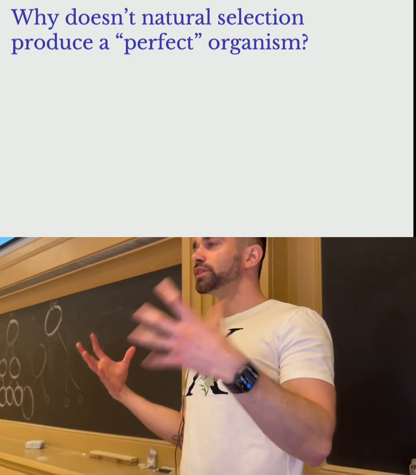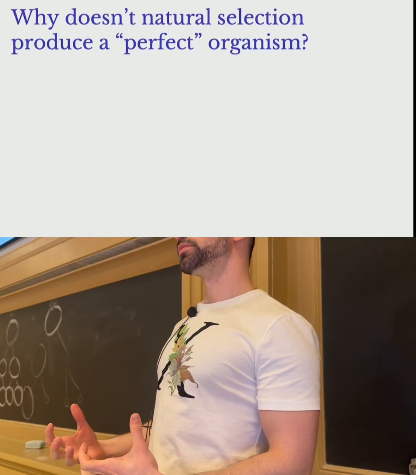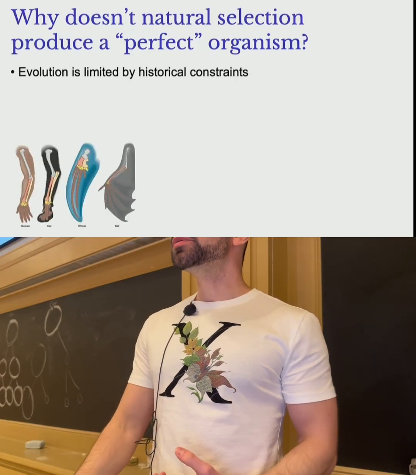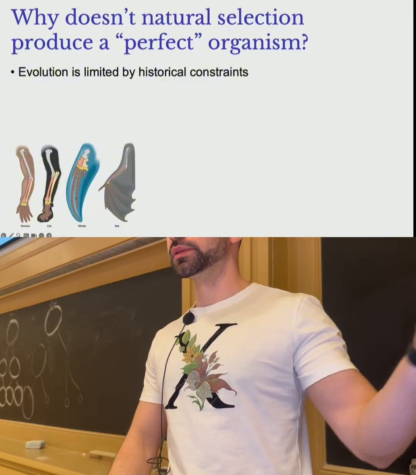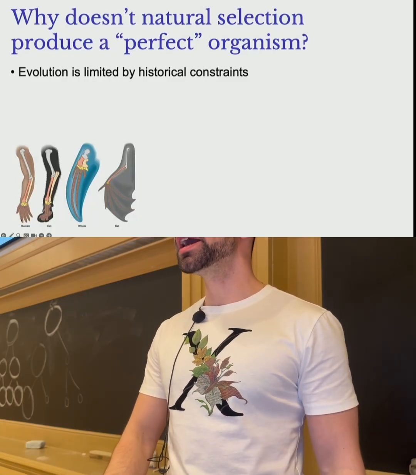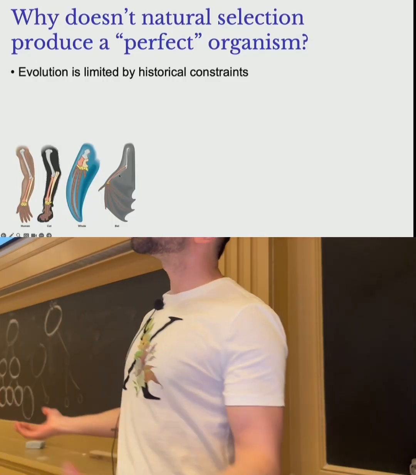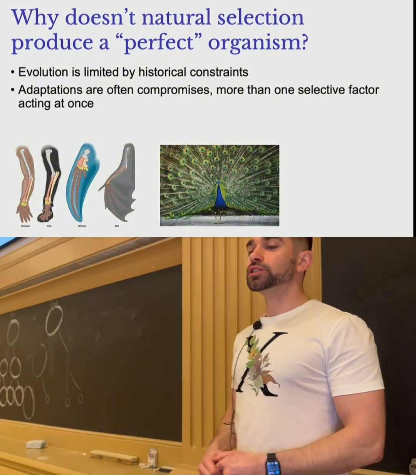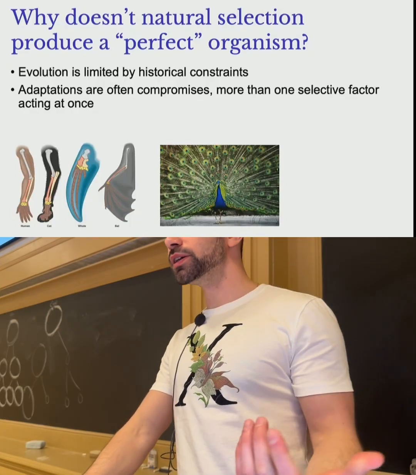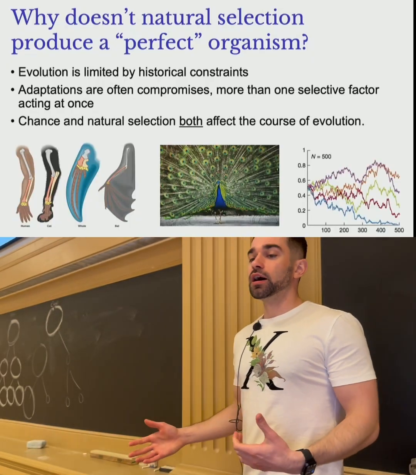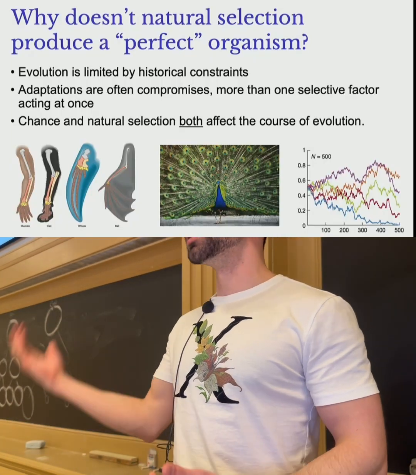So I want to leave you with this before we head out. Why doesn't natural selection produce a perfect organism? Well, evolution is limited by historical constraints, right? So you see all of these different limbs of tetrapods. We're constrained by what evolution has to work with. We can't make a perfect organism, design it brand new. We got to work with what we got. Oftentimes, adaptations are compromises. More than one selective pressure can be acting at once, and evolution is the result of selection on one hand and random chance events on the other.